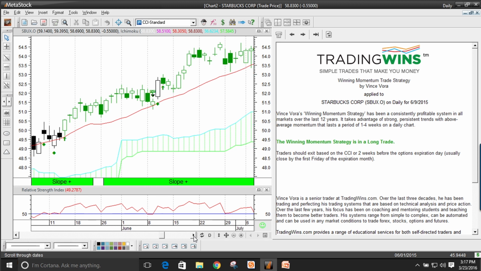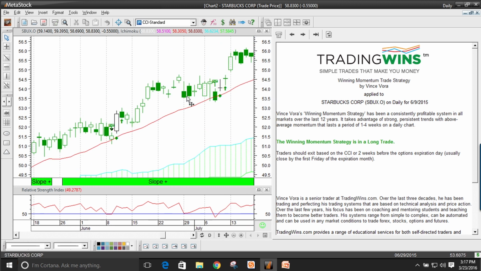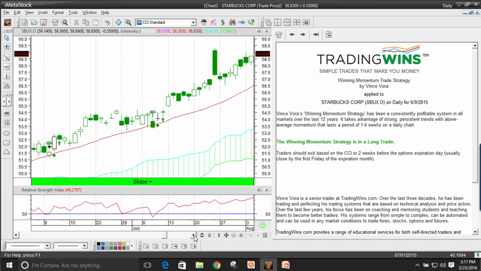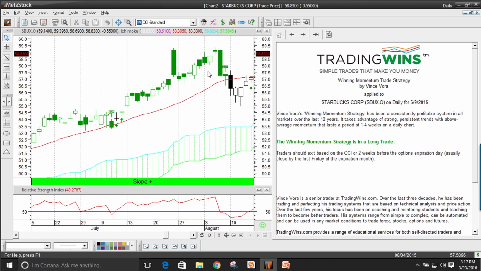And you'll notice that's not uncommon. Here we had another really good trade on Starbucks, and here we had another really good trade on Starbucks. So it works very, very well in terms of identifying momentum, telling you when to trade and that kind of stuff.